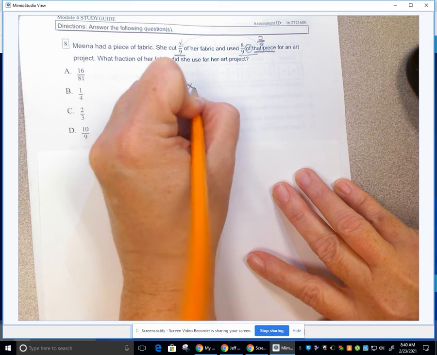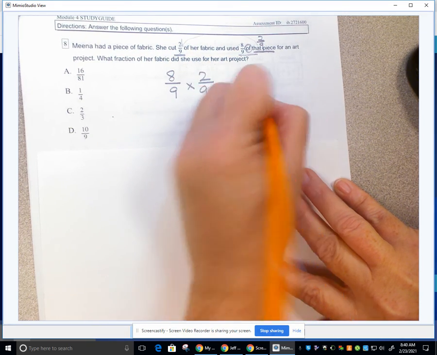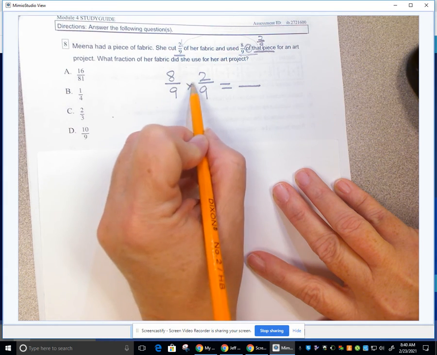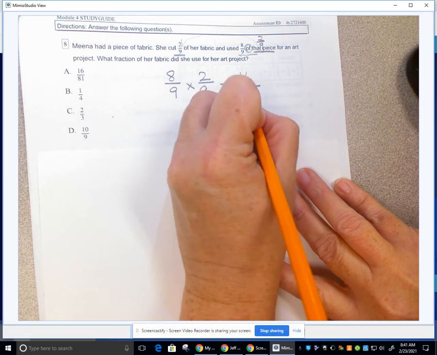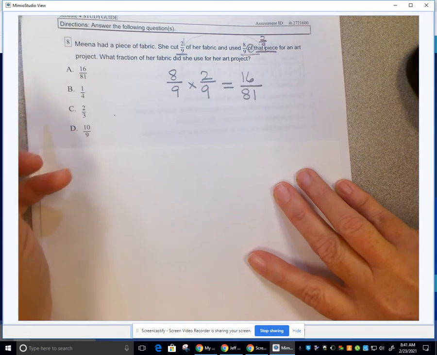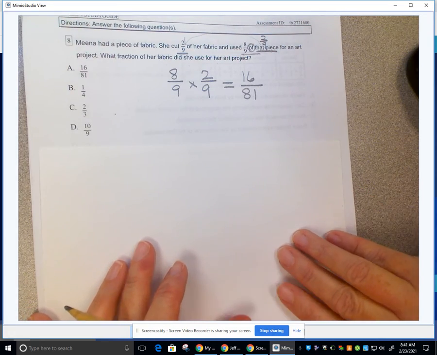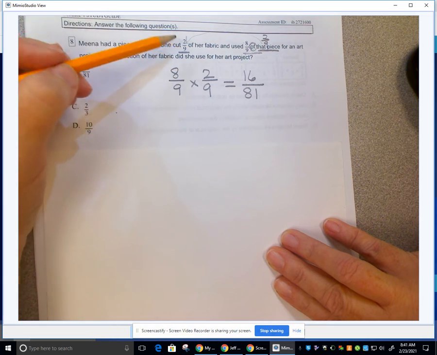So I multiply these. Come across. 8 times 2 is 16. 9 times 9 is 81. And I already see that right here. I could try to put it in simplest form, but since I already see it, and I'm pretty sure, let me make sure I did this right.